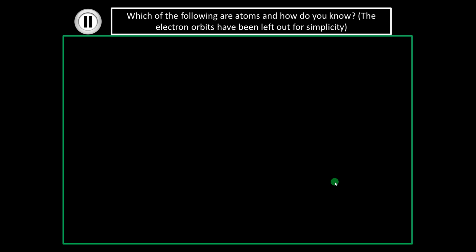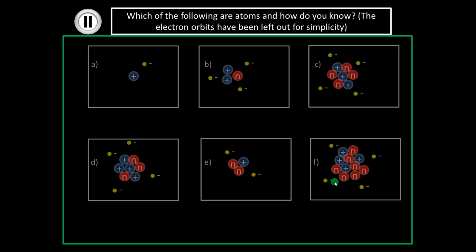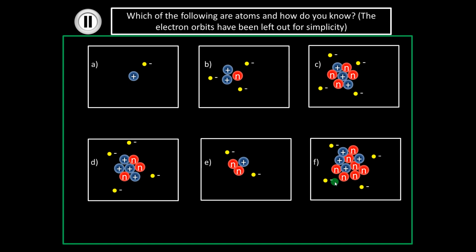Let's just check that you understand that. So some simple questions here. There are 6 diagrams and all you need to do is say yes, it is an atom, no overall charge, no, it's not an atom, if it has an unequal number of protons and electrons. So, pause the video while you do that, and we'll check the answers afterwards.